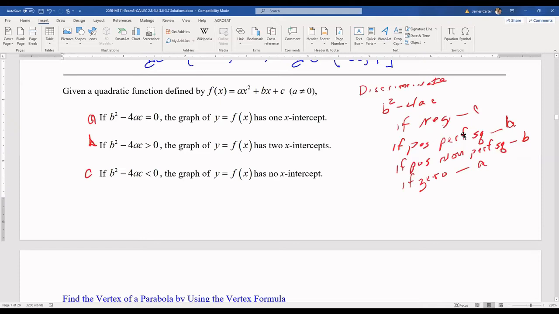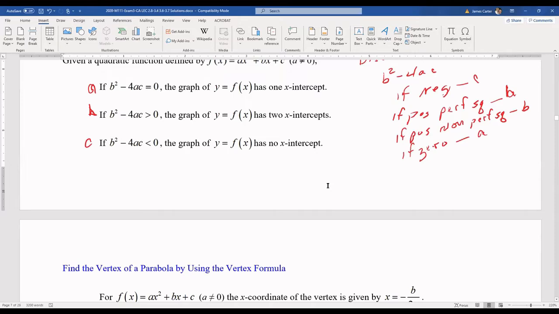If you have a positive perfect square answer, then you're going to get two intercepts, a positive and a negative. If it's a positive non-perfect square answer, then you're also going to get two x-intercepts, but you're going to have radicals in them. And if you get 0, then you have exactly one intercept, which will be the negative b over 2a.